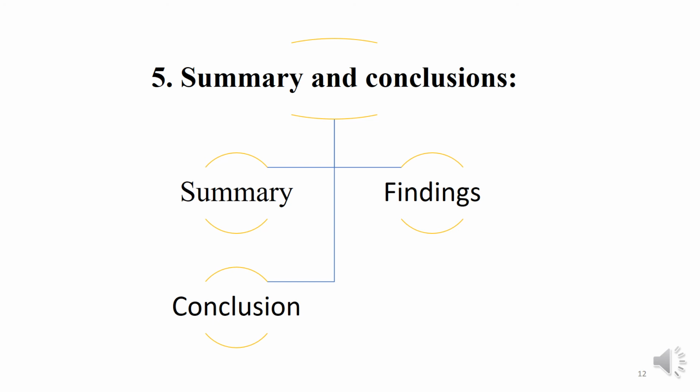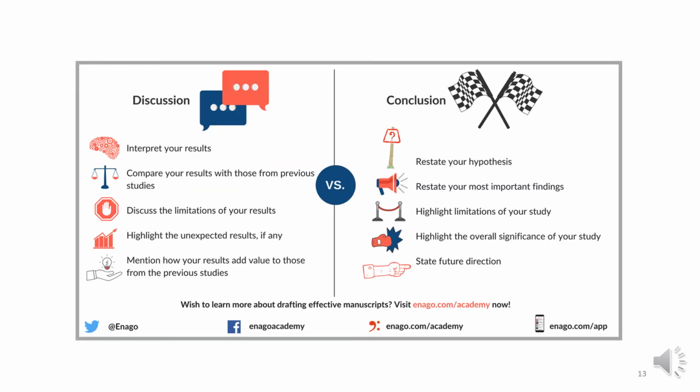The summary part is probably the most difficult section of the report to write. In many respects, it looks a lot like the abstract. The major difference here, and also the differences between discussion and conclusion.